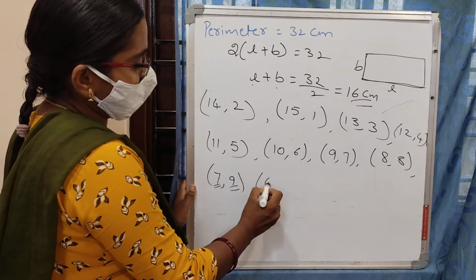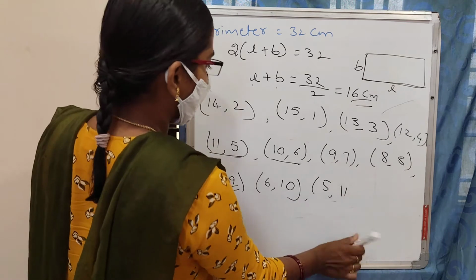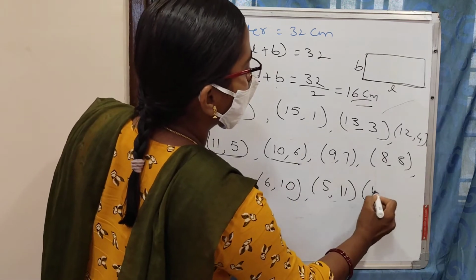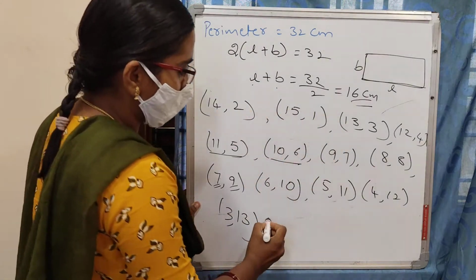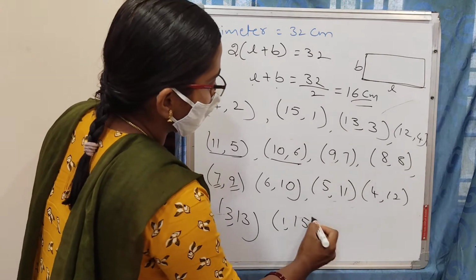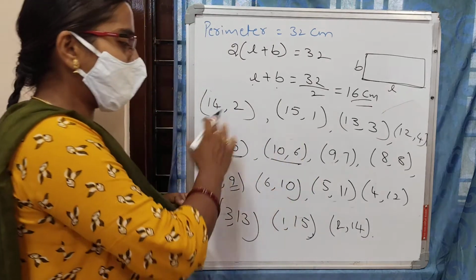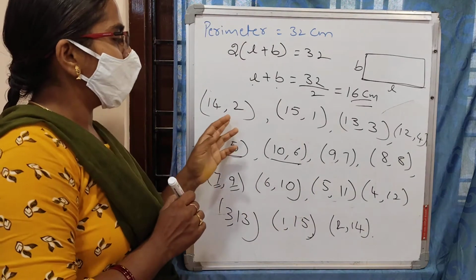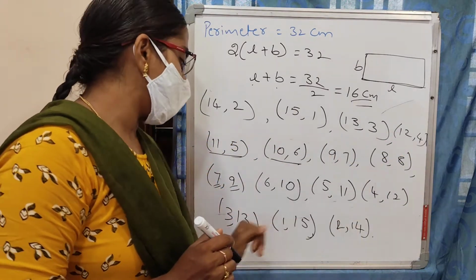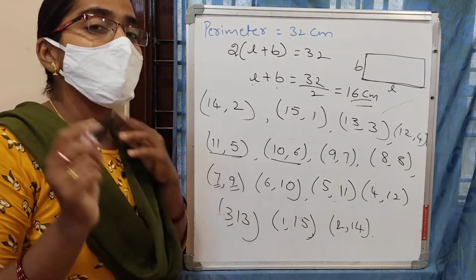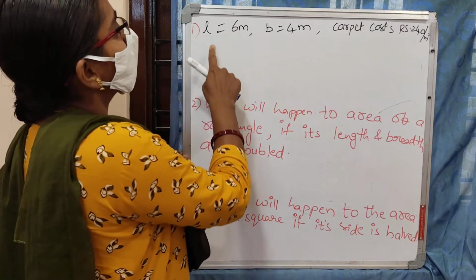Again we get 6, 10, opposite to this. Next, opposite to this, 5, 11; next 4, 12; next 3, 13. Again all these we get opposite, like 1, 15 and 2, 14. Like this, by using these different values, how many are there? 1, 2, 3, 4, 5, 6, 7, 8, 9, 10, 11, 12, 13, 14, 15 rectangles we can draw whose perimeter is 32 centimeters.